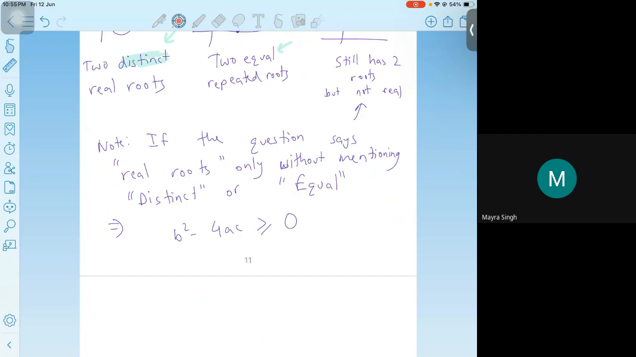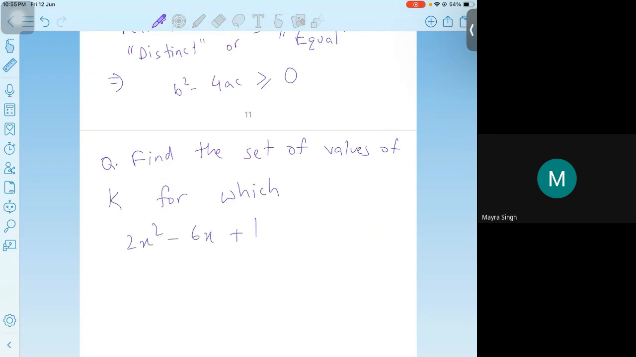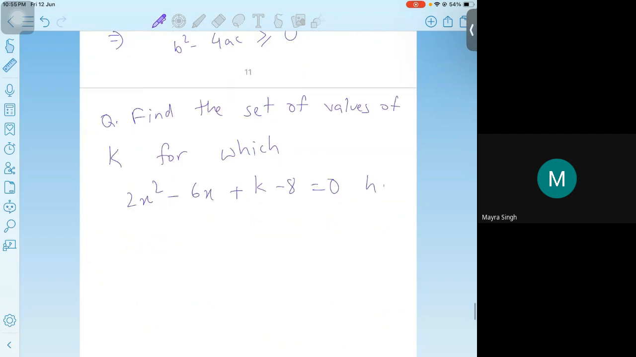So let's try an example. I hope this makes sense to you. Let's just try an example before we end the class. So we have, let's say, find the set of values of k for which 2x squared minus 6x plus k minus 8 is equal to 0 has two distinct roots.